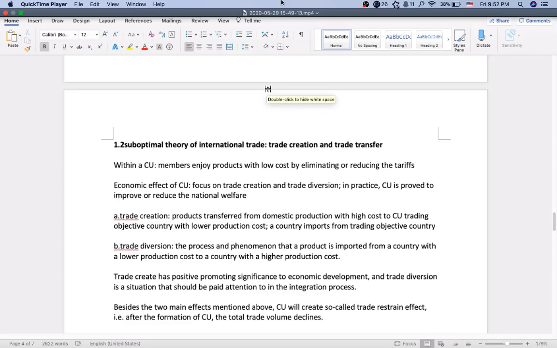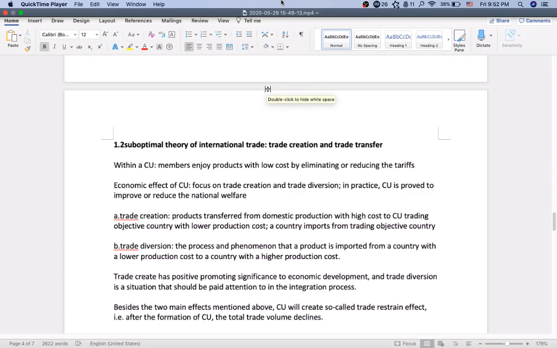and trade transfer. Within the UCU, the members enjoy the products with low cost by eliminating or reducing its tariff. The economic effect of the CU is it focuses on the trade creation and diversion. In practice, CU is proved to improve or reduce the national welfare.